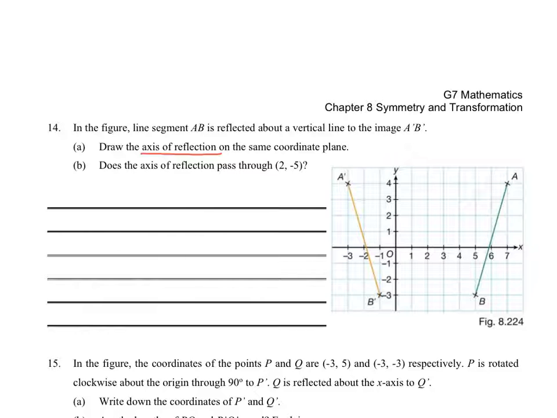For number 14, you have to draw the axis of reflection. Obviously, the axis of reflection should be in the middle of the 2 lines. It means you have to draw a line like this. You may draw it longer than expected, it doesn't matter. Okay, for part B, does this axis of reflection pass through the point? Obviously, (2, -5) is not on the plane drawn. However, this line should have infinite length. So you can expect (2, -5) somewhere here, which is on the line. So part B's answer is yes.